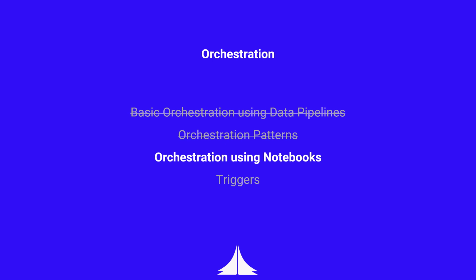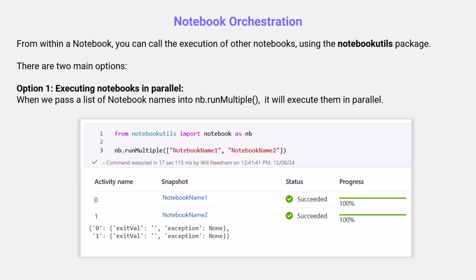So it's not just data pipelines, although data pipelines are the primary method for orchestration of Fabric items, we can also orchestrate notebooks within other notebooks. So let's look at notebook orchestration in a little bit more detail. So within a notebook, we can call the execution of other notebooks in Microsoft Fabric. And we're going to do that using the notebook utils package. So essentially, this is a package that's managed and maintained by Microsoft, and it gives us a number of useful functions that we can call.